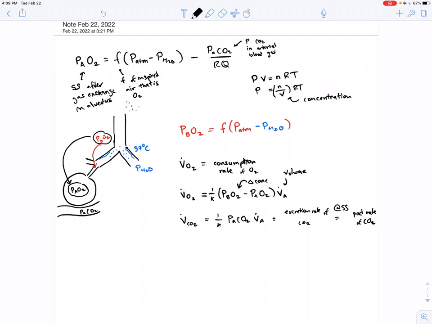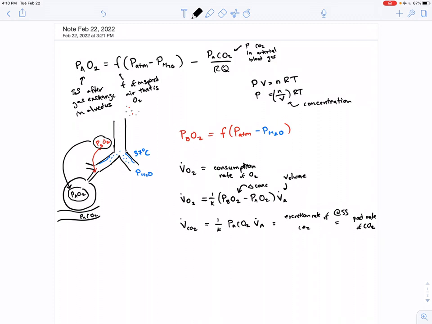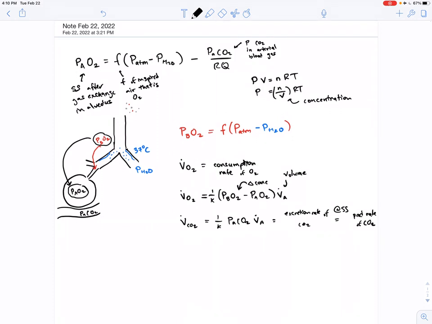Okay, so now we have an expression for our production rate of CO2, and we have an equation that basically relates our consumption rate of oxygen to our concentration difference from the bronchioles to the alveolus. Now the question is, how do we relate V dot CO2, our production rate of carbon dioxide, to our consumption rate of oxygen? It turns out that this is the job of the respiratory quotient.